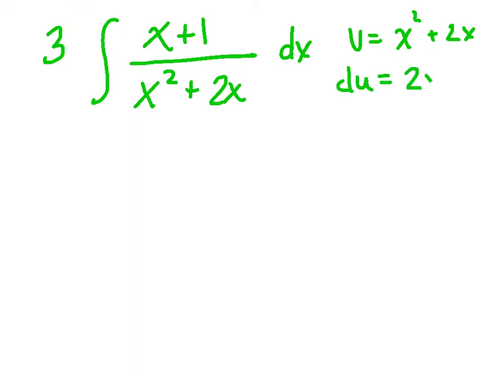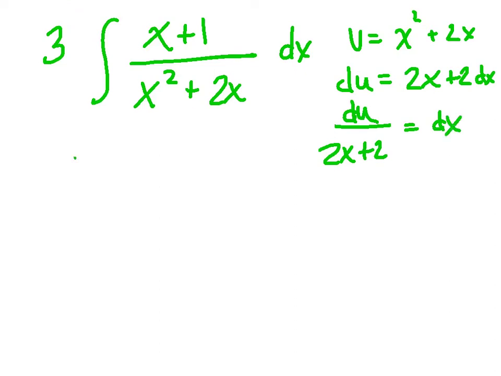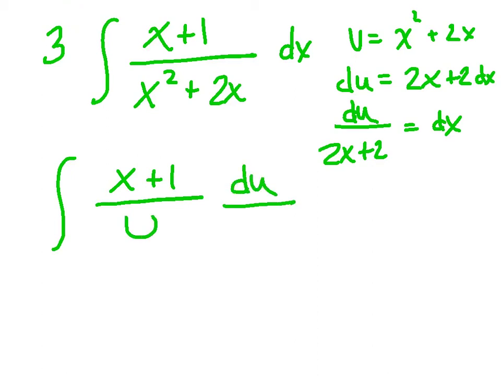Okay, du equals 2x plus 2 dx, so dx equals du over 2x plus 2. All right, so we took care of our u, do the substitution. I've got x plus 1 over u, du over 2x plus 2. Now, don't get too freaked out that you don't see something canceling. This is not tricky u-sub by any means.